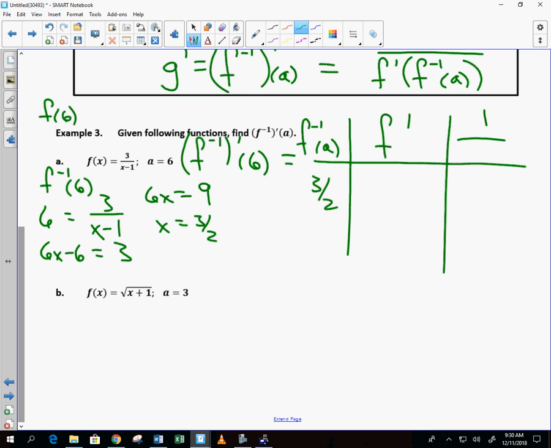Okay? Now I want to find f prime of 3 halves. So whatever you get in this box, you put in that box. Well, how do I do f prime? I have to find the derivative, right? How do you find this derivative? Quotient rule or chain rule would be fine. I'll do the chain rule here. 3 times x minus 1 to the negative 1 power.